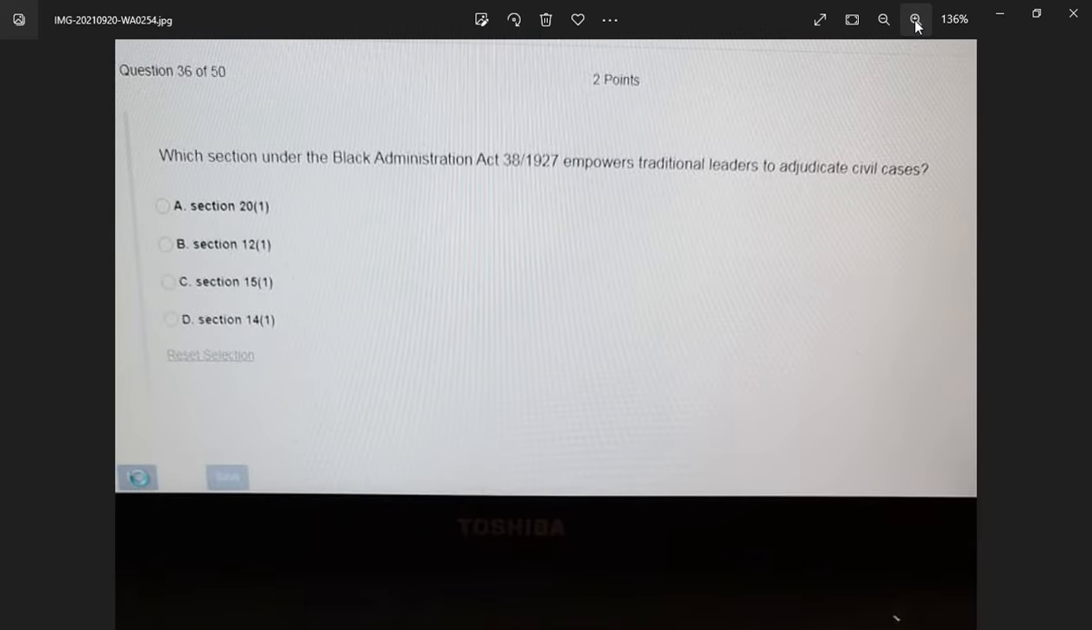Which section under the Black Administration Act 38 of 1927 empowers traditional leaders to adjudicate civil cases?